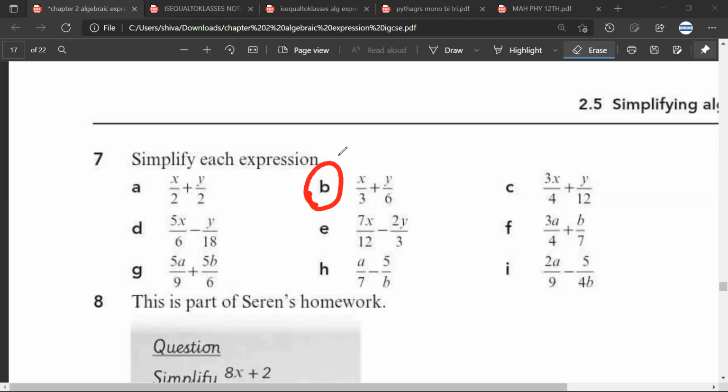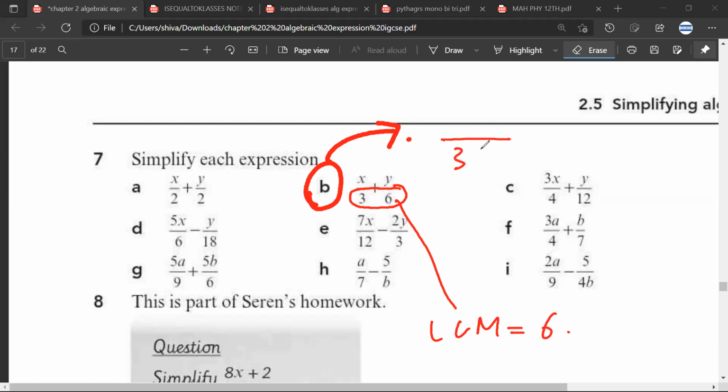Sarthak, how should I do this question? B part? So first we will do the LCM of 3 and 6. So it will be 6. So 2x upon 6 plus y upon 6. So it will be x plus y upon 6.